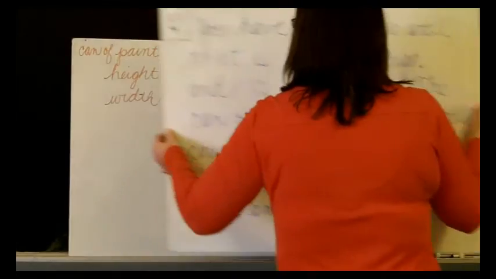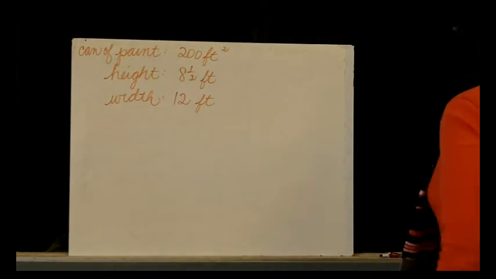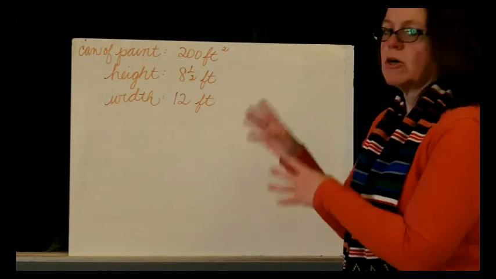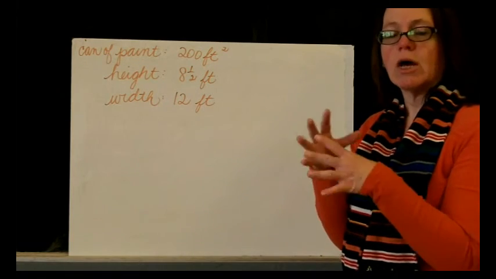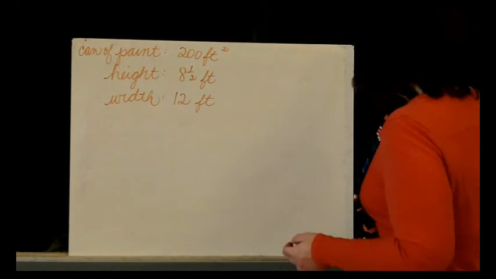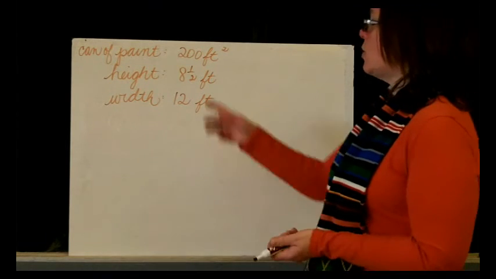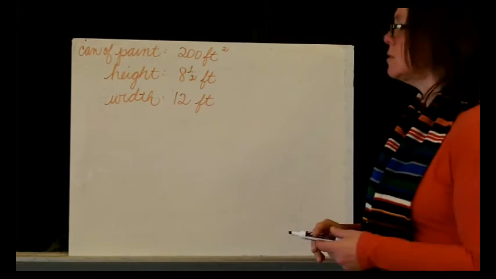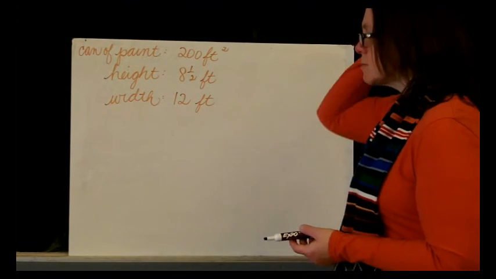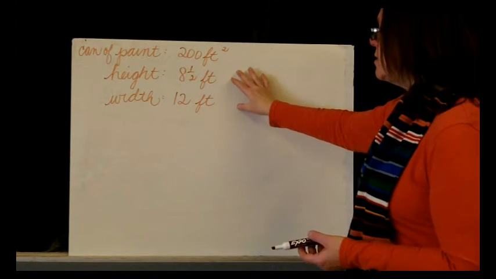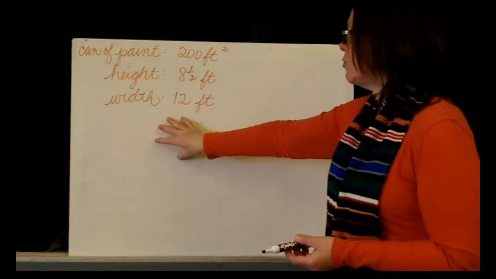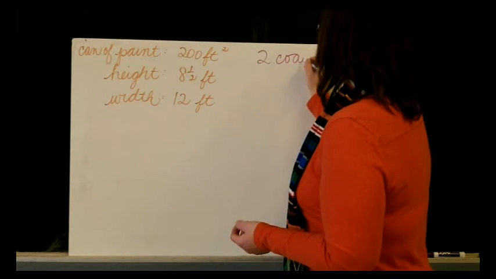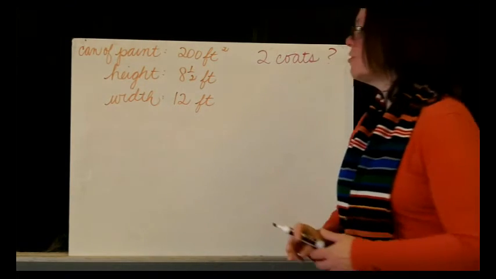So what I did on this next board is, well, it's exactly what I do in class at the board. I take out the information that we know so that we are not being muddled by all the words that tell the story. In this story, we know that we have a can of paint already that will cover 200 square feet of space. We know that the height of the wall that we want to paint is 8.5 feet high. We know the width is 12 feet. And one piece that I forgot, we want to know, do we have enough for 2 coats of paint?